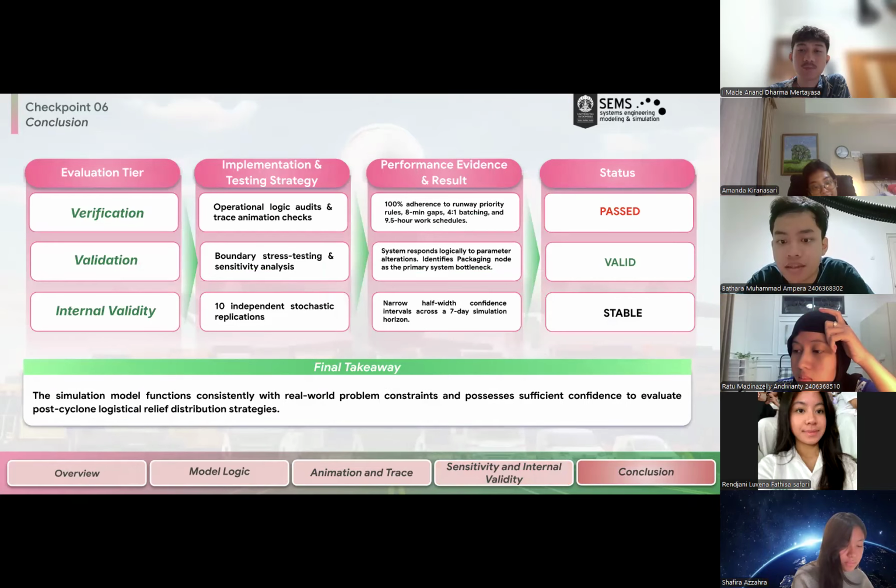Now, the final takeaway is that the simulation model functions consistently with real-world problem constraints and possesses sufficient confidence to evaluate post-cyclone logistical relief distribution strategies.